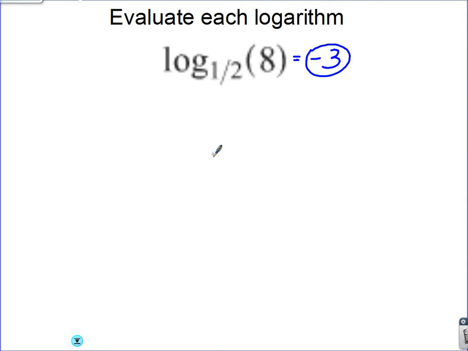So let's try that. 1/2 to the negative 3. Just to check ourselves. To get rid of the negative, we're going to flip it, make it positive. That does equal 8. So 1/2 to the negative 3 power does equal 8.